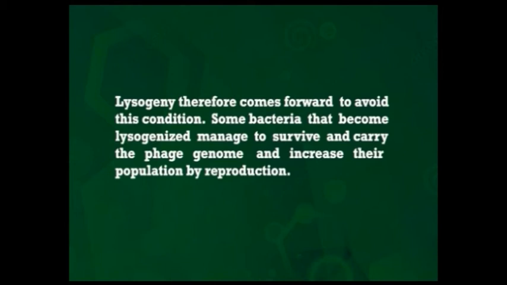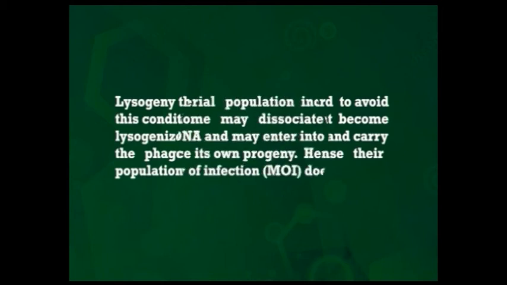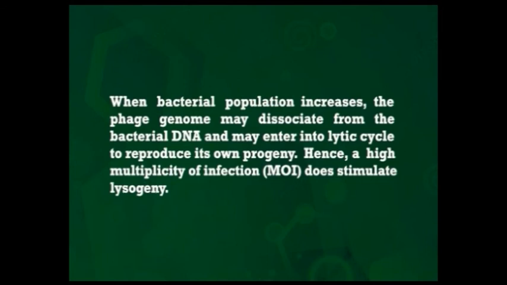Some of the bacteria become lysogenized. They manage to survive and carry the phage genome and increase their population by reproduction. When the bacterial population increases, the phage genome may dissociate from the bacterial DNA and may enter into the lytic cycle to reproduce its own progeny. Hence, a high multiplicity of infection does stimulate lysogeny.